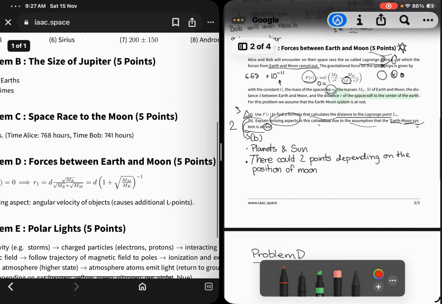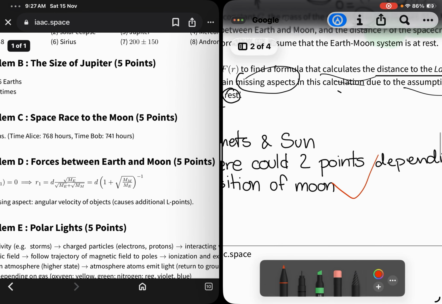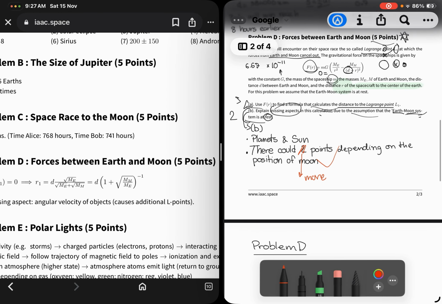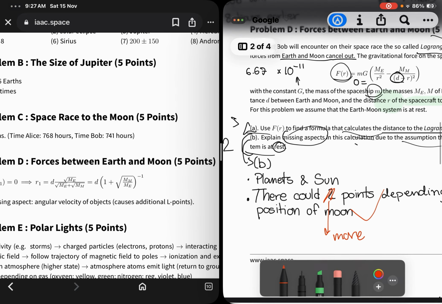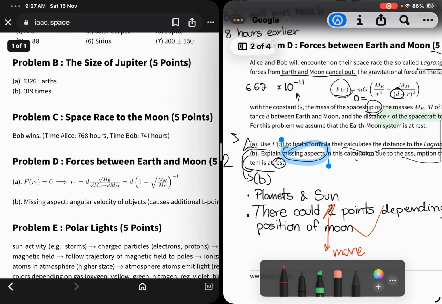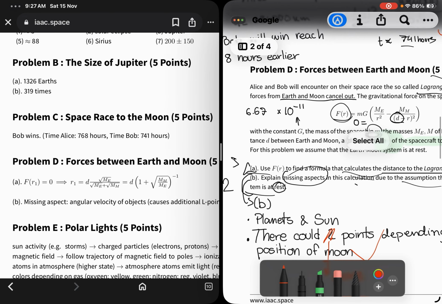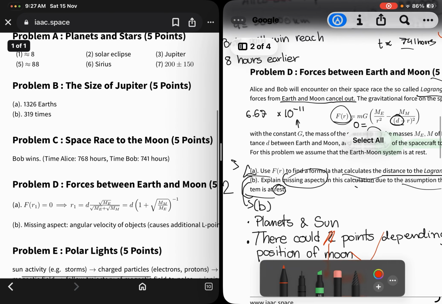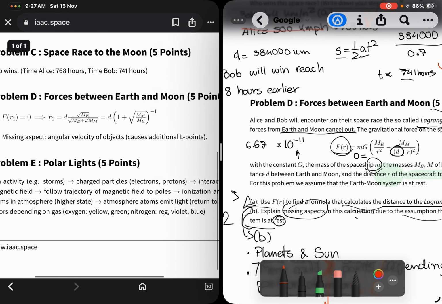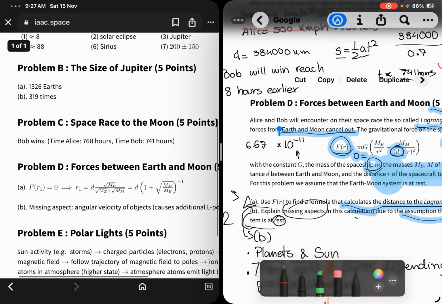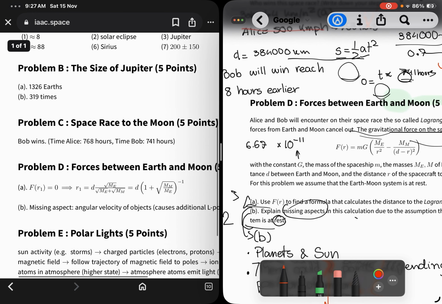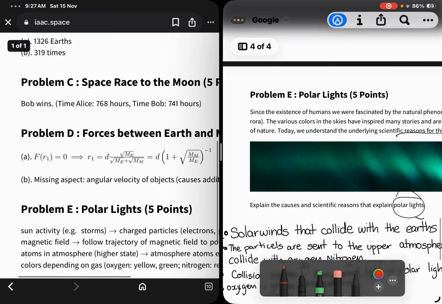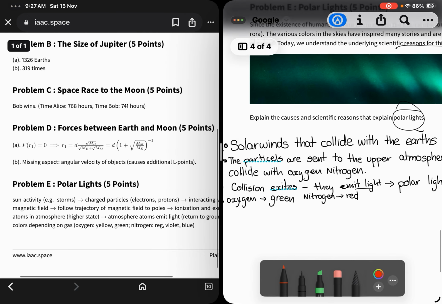And now this question. Angular velocity causes additional L points here. Okay. More. So planets and the sun, it's not given, but I think that would also be one. Now this question. What have they done here? FR1 is equal to 0. R1 is equal to... How do you get this? There's nothing given. Okay, where's the undo button? I have no clue what they did here, but I can try and get a solution.